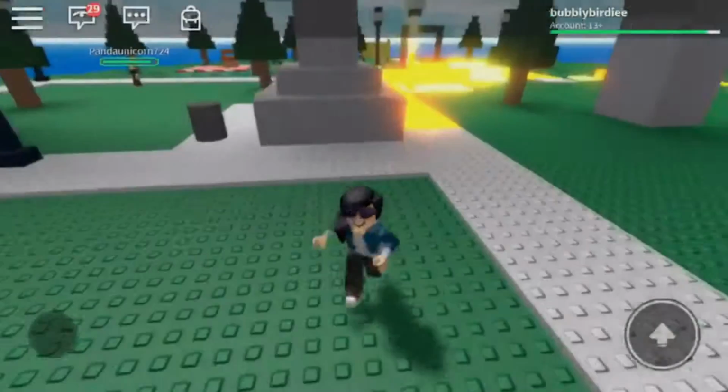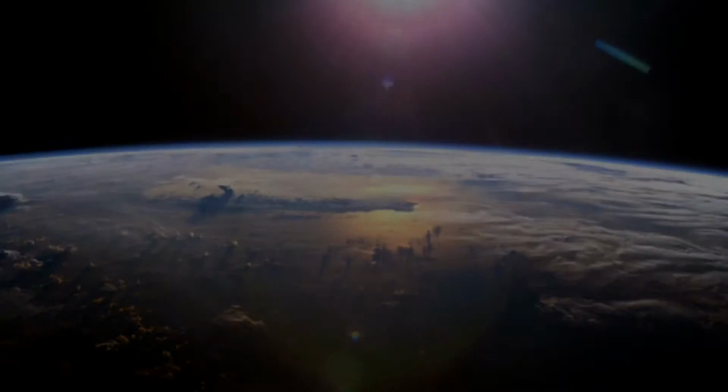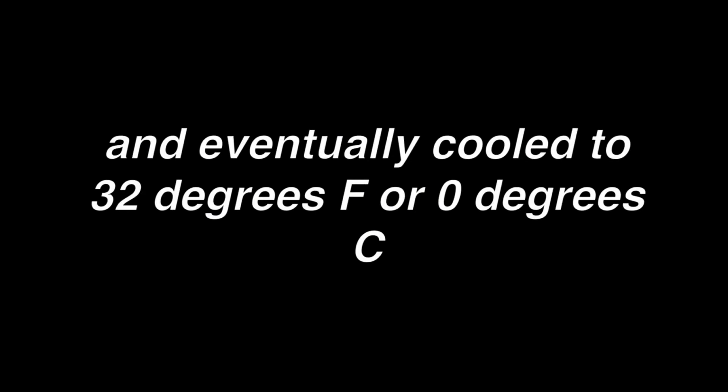The Earth was just created. Lava and magma overtook Earth's surface, and the temperature was much hotter than it is today. Over time though, the Earth began to cool, and eventually cooled to 2 degrees Fahrenheit or 0 degrees Celsius.